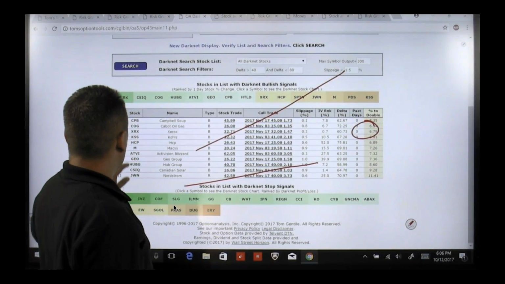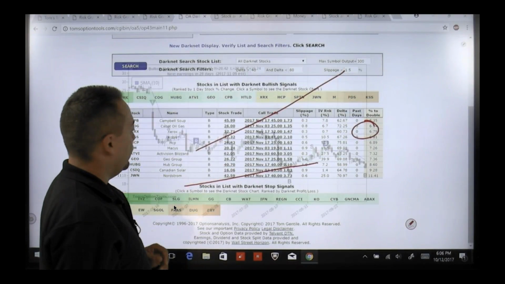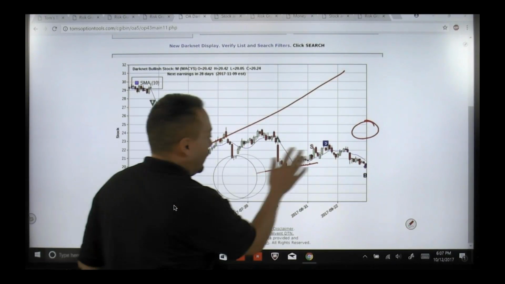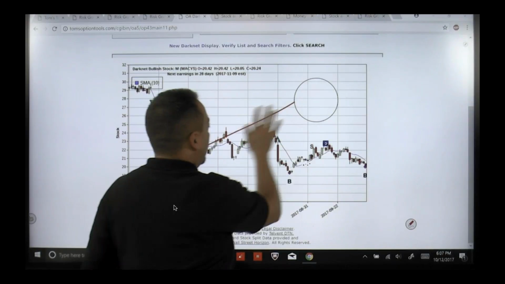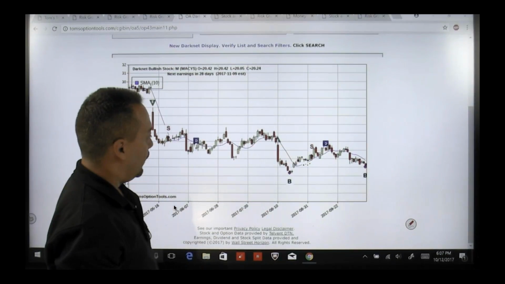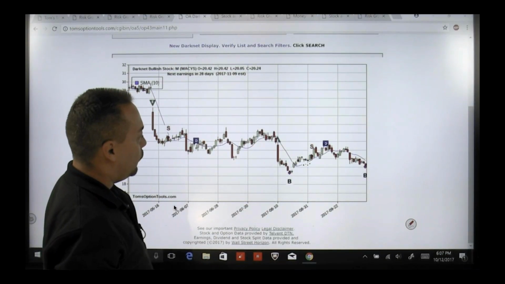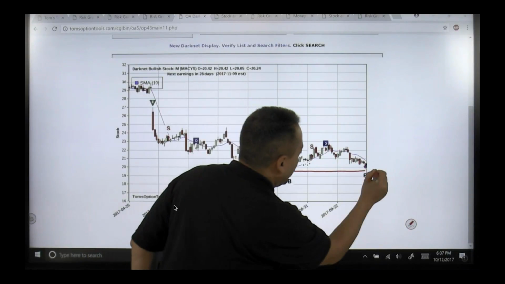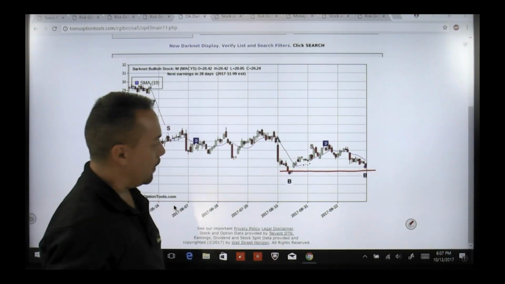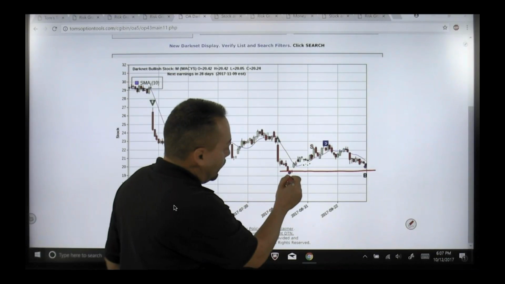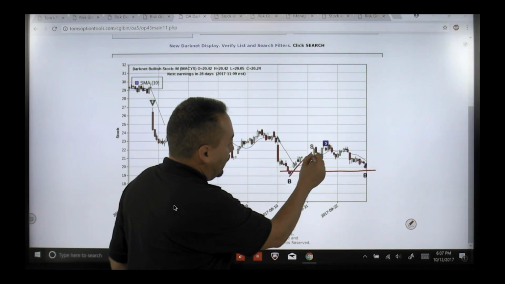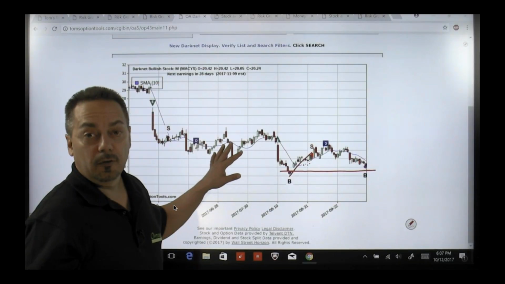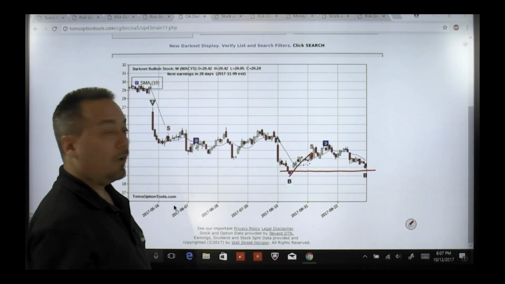Also, if you look at Macy's, I'm going to plug Macy's in here. Now, I still have the same drawings up here from the one before. Macy's is completely different. Macy's is a company that just keeps going lower and lower. However, it looks like maybe we've put in some sort of a double bottom in this area. And the last buy that was on Macy's actually ended up going up a couple of points. Now, these options are going to be extremely cheap because we're talking about a stock that's trading around $20.